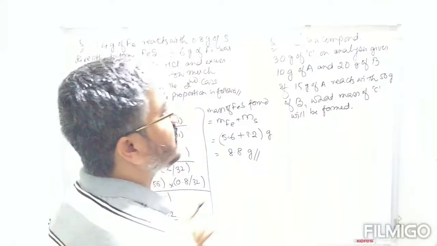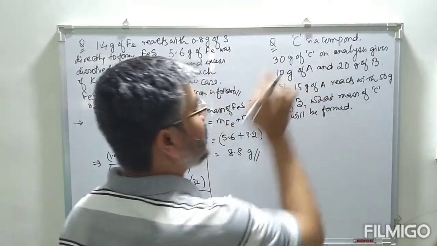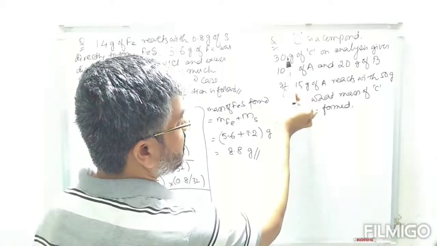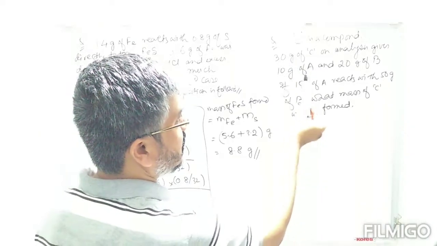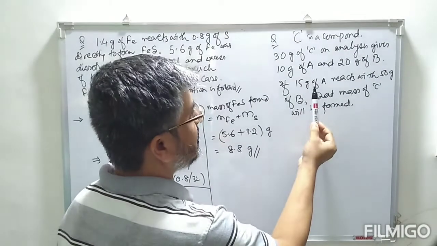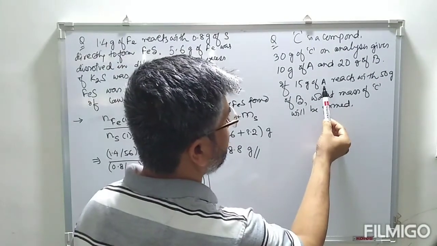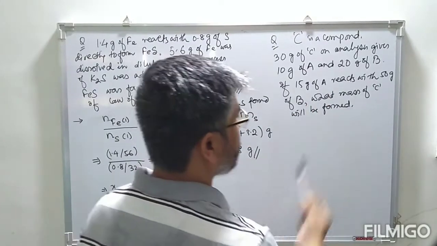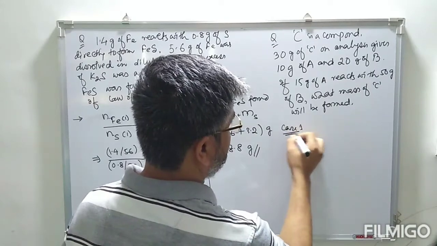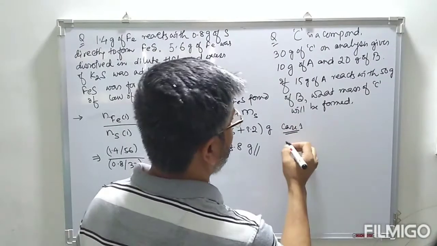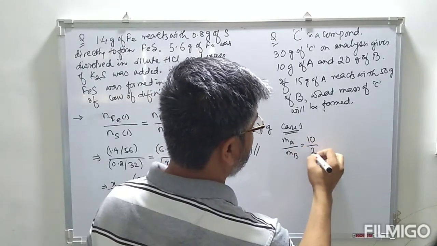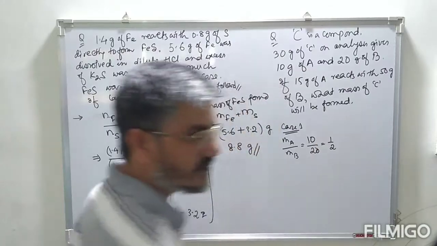So we have a reaction in which A combines with B to give you C. The first case says 30 gram of C on analysis gives you A 10 gram, B 20 gram. If this is the case, then if 15 gram of A reacts with 50 gram of B, what is the mass of C formed? So we have this case 1. Case 1 says mass ratio of A and B is 10 by 20, so we have 1:2.